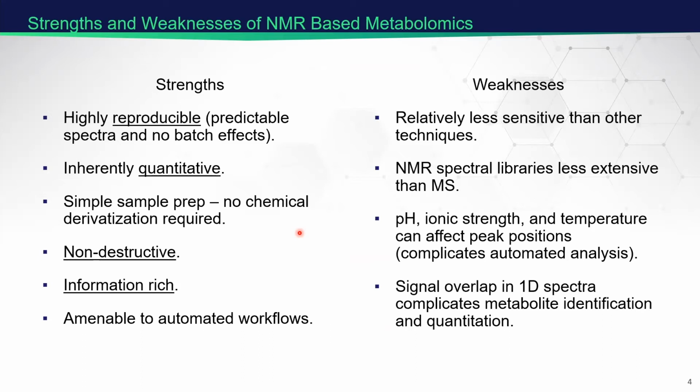Some of its weaknesses: the biggest one is that it's relatively less sensitive than other techniques. It's about 10 to 100 times less sensitive than mass spec, for example. Also, in terms of identifying metabolites, NMR spectral libraries are much less extensive than those in mass spec. Plus, some things that complicate identifications include pH, ionic strength, temperature, and other matrix effects, because they can cause certain peaks to shift. And if your sample contains many metabolites, in a 1D spectrum that can cause a lot of signal overlap and, again, complicate analysis.